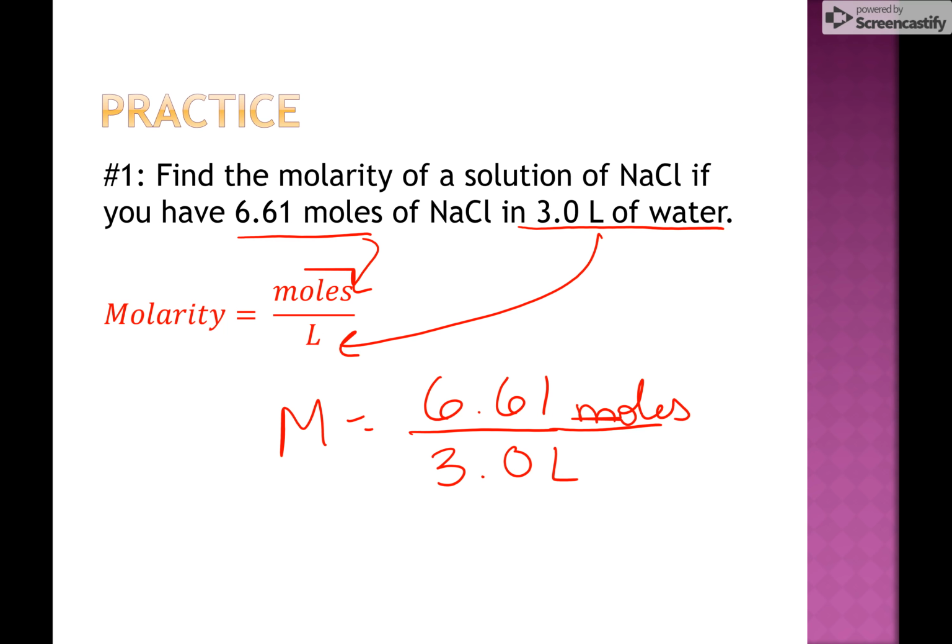So basically what this question is saying is if this amount of NaCl, which is salt, dissolves in that amount of water, how concentrated is the solution? The answer that you should get there is 2.2. Your unit is going to be the capital M, that stands for molarity, also called molar.